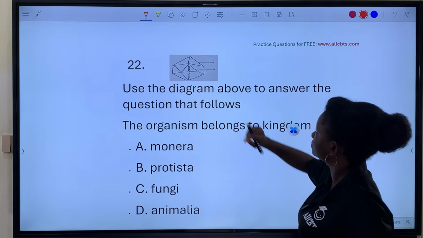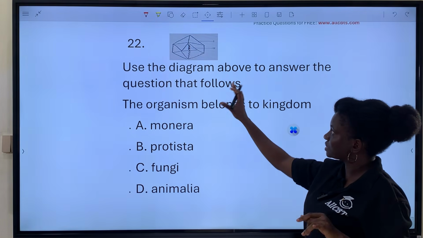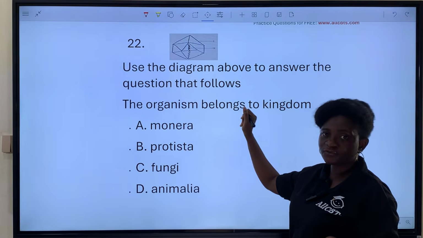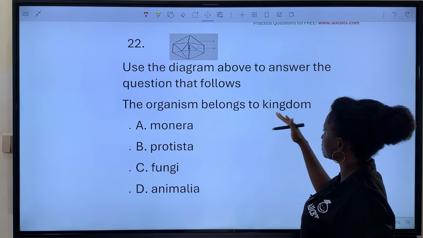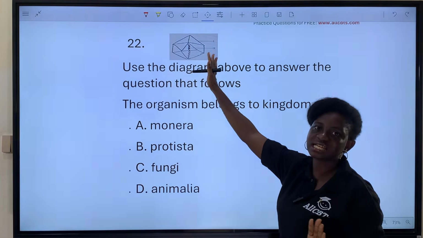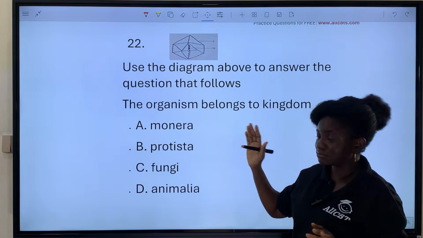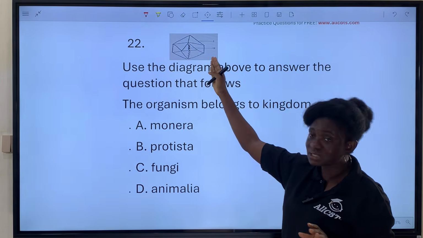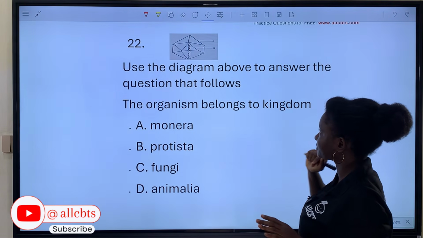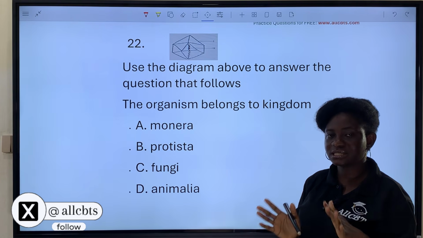Question 22. Use the diagram. Look at the diagram above to answer the question that follows. The organism belongs to kingdom... What this question is asking us is, the diagram represents an organism, and if you are familiar with this diagram, you should know that it represents a virus. So we've already sorted the name of the organism. You know that it is a virus.